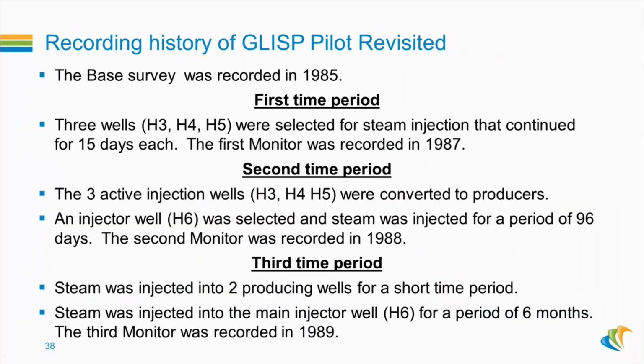So, the recording history of the GLISP pilot. First of all, I'm just going to review it before we compare the results to see which ones we think are more consistent. Remember, the first time period we had very short steam injections in H3, H4, H5. Second time period we brought H6 on board. We converted H3, H4, and H5. So H6 was steamed for 96 days, and in the last time period, H6 was steamed for a period of 6 months. So that should be the major effect we see.